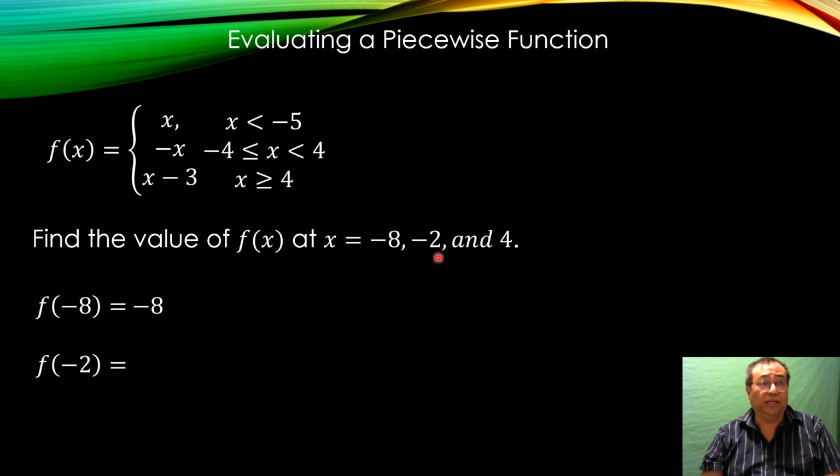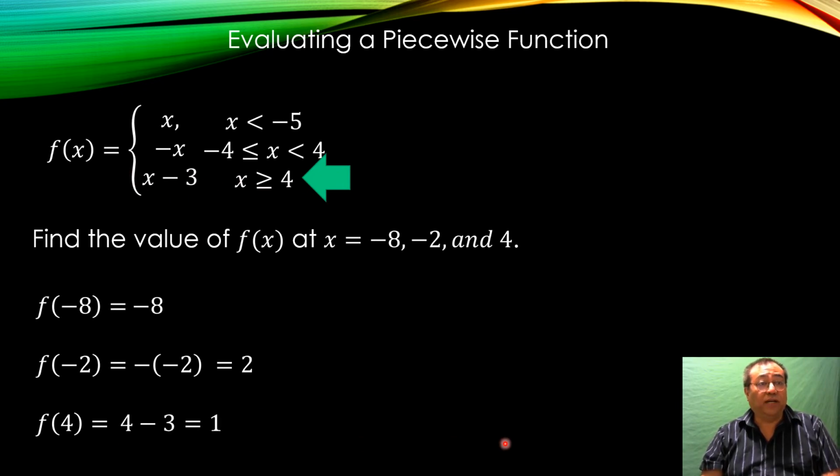Alright, let's plug in -2. -2 is in this region, between -4 and 4. So we're going to plug it into the -x, so it's the opposite of what we plug in, and we get +2. And now let's plug in 4. Now let's be careful here. Where is 4? 4 is actually in the third region, because this is x greater than or equal to 4, so that means it includes 4. So we're plugging 4 into that expression. 4 minus 3 is 1. So the only thing different about evaluating piecewise functions is to make sure you put the value in the correct interval. Okay, move on.